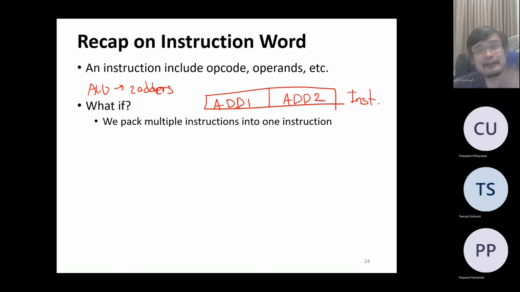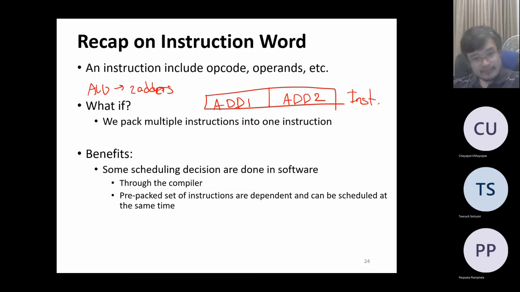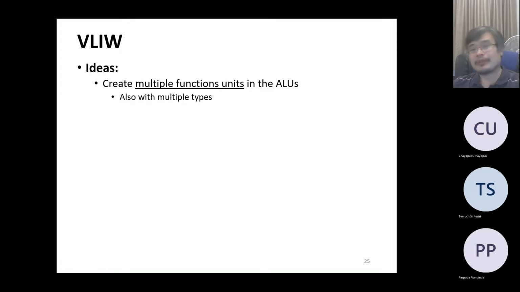This is the concept behind VLIW. Basically, I have one single instruction, but now I pack two operations into this one single instruction. So the benefit is, well, scheduling decisions are now done by the compiler, right? Through the compiler, I perform scheduling. I put those two adds together. The compiler knows that the two adds are independent of each other, so I can put them in. And I pre-pack this set of instructions that are independent and can be scheduled at the same time, right? So the idea behind VLIW is I will create multiple function units within the ALU with multiple types.